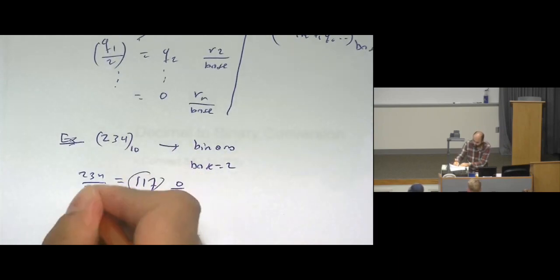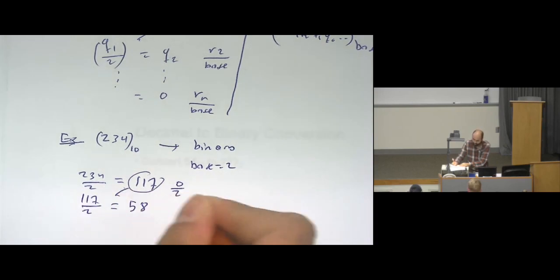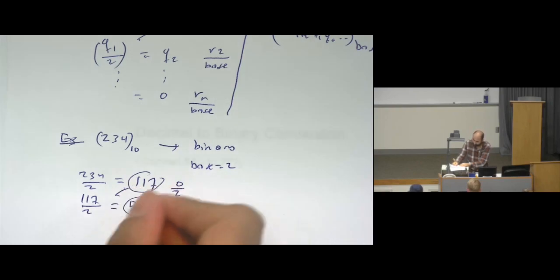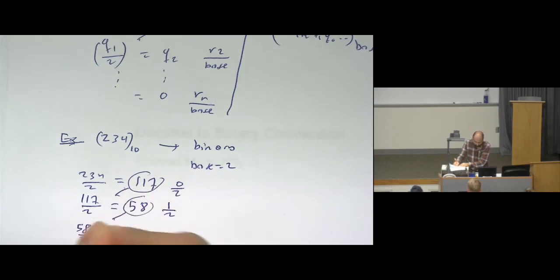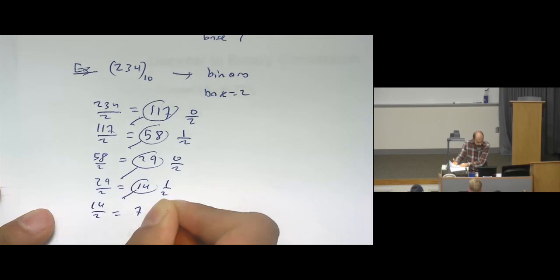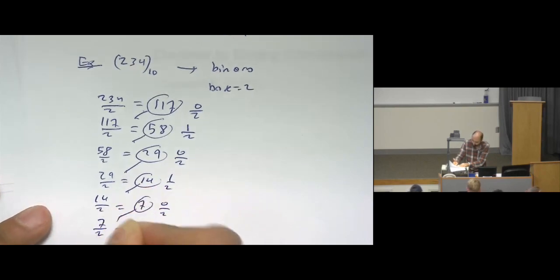Take this, 117 divided by 2. It's going to be 58, and the remainder is 1, so 58 remainder 1, base 2. Then take 58 divided by 2. It's going to be 29, and there is no remainder, so it is 0. Then take 29 divided by 2. It's going to be 14 remainder 1. Take 14 divided by 2. It's going to be 7, and there is no remainder. Then take 7 divided by 2. It's going to be 3 remainder 1.